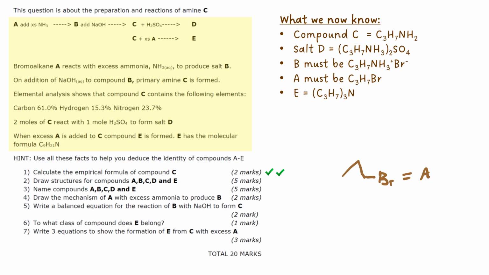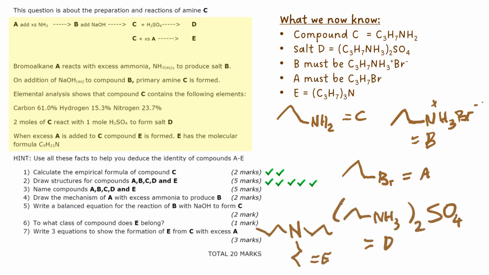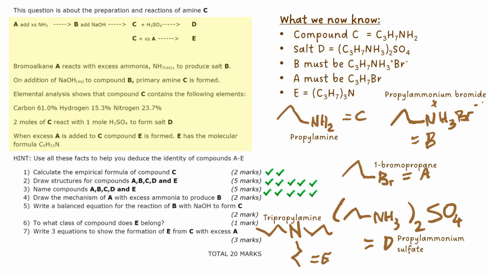So they now want the structures for A, B, C, D, and E. So that's our A, C3H7Br. That's B with the NH3+ Br-. That's C with the NH2 attached to the propyl group. And then you've got your tertiary structure of amine E and also the salt D. They also want you to name them, so we've got those marks there as well.